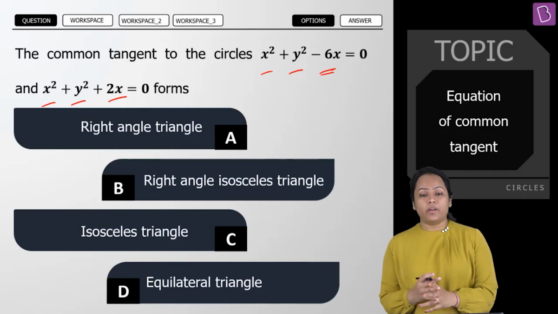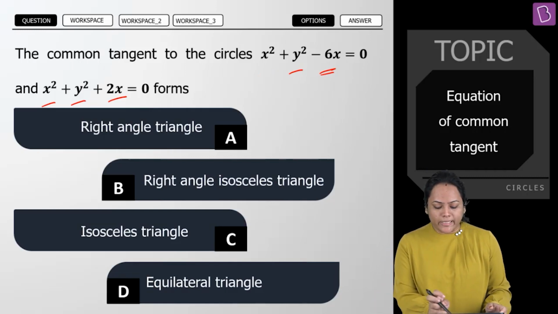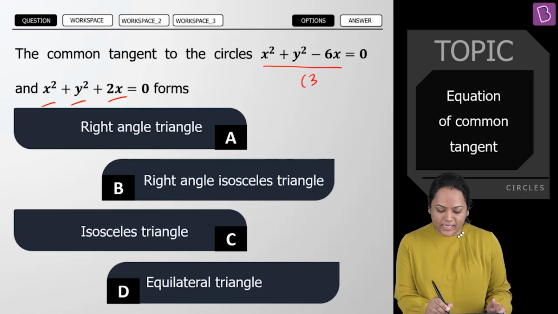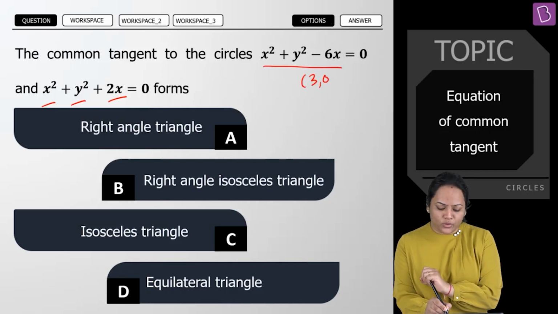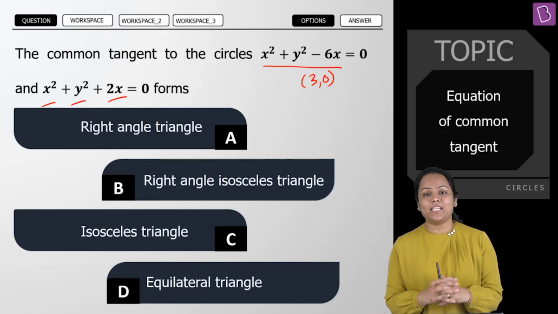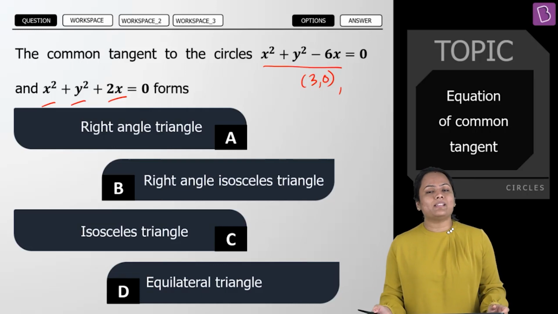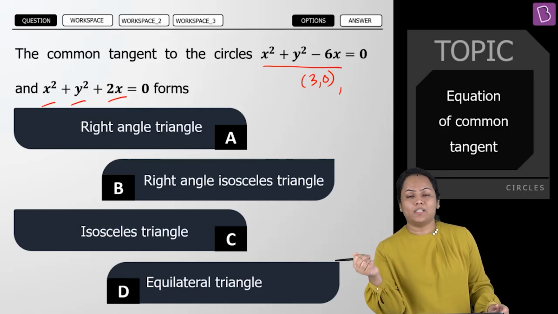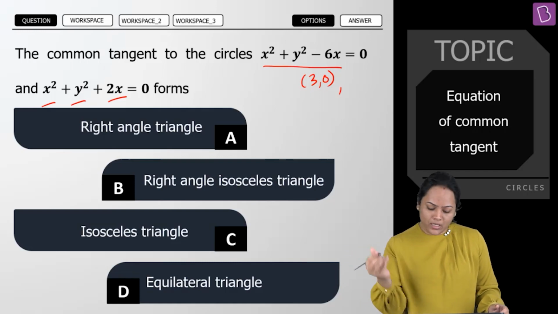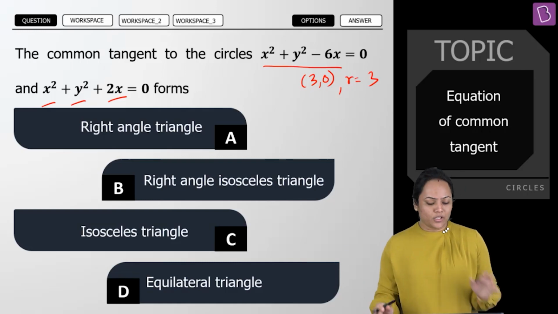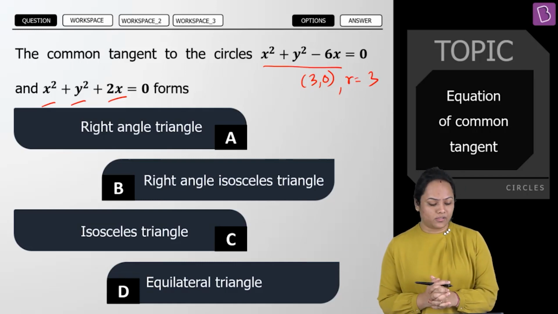Very well. So if the circles' equations are given, we can quickly write the center and radius, isn't it? So for the first circle, we can say that the center will be minus half coefficient of x comma minus half coefficient of y, that is (3, 0). And quickly, what is the radius, guys? You can apply the formula, it's root over g square plus f square minus c. So what are we getting? Well, the radius value will come out as 3. That's correct. So for the first circle, center and radius are known.